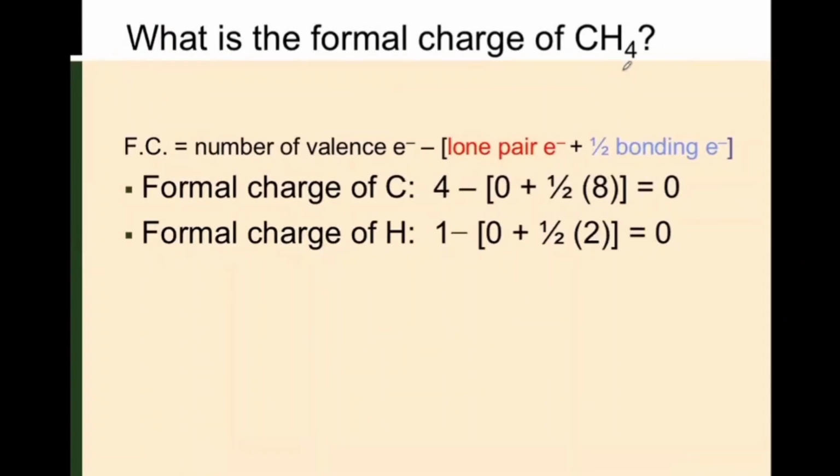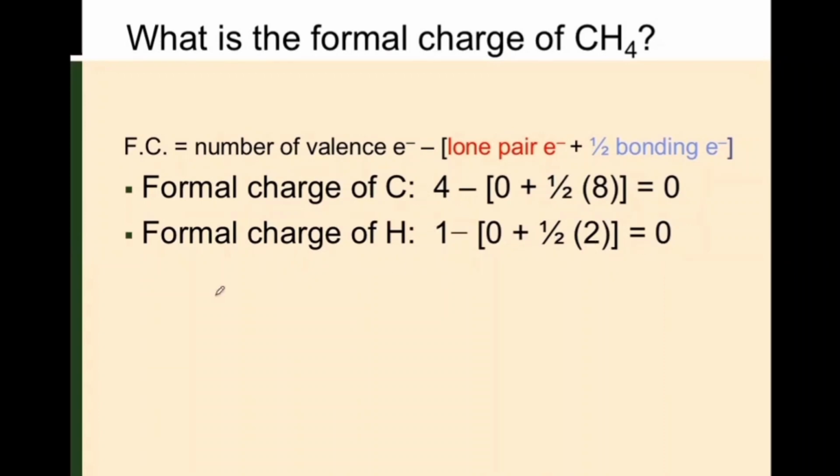So what is the formal charge of CH4, methane? The formal charge, Fc, is equal to the number of valence electrons minus the lone pair electrons plus a half of the bonding electrons. So the formal charge of carbon is 4, minus 0 lone pair electrons, plus a half of the 8 bonding electrons, which is 0. The formal charge of hydrogen is 1, minus 0, plus a half of 2, which is equal to 0.